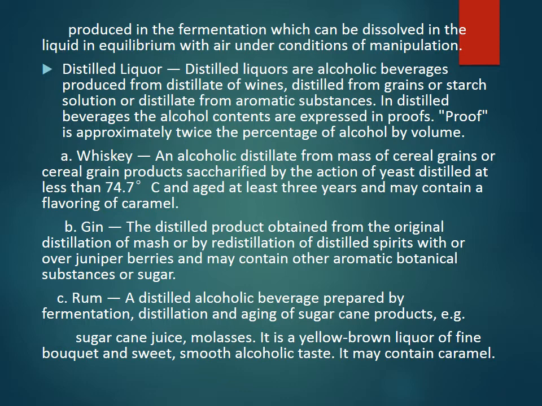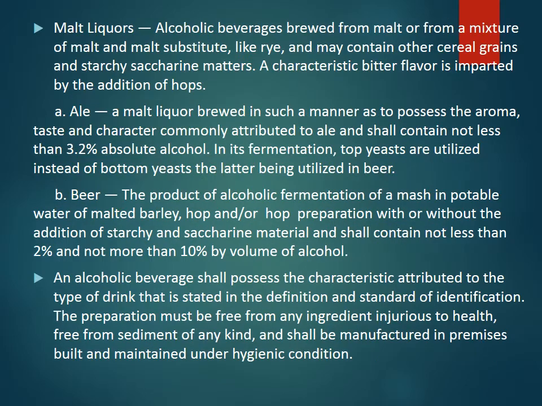Next is rum, a distilled alcoholic beverage prepared by fermentation, distillation, and aging of sugar cane products. Example is sugarcane juice and molasses. It is a yellow-brown liquor of fine bouquet and sweet, smooth, alcoholic taste. It may contain caramel.